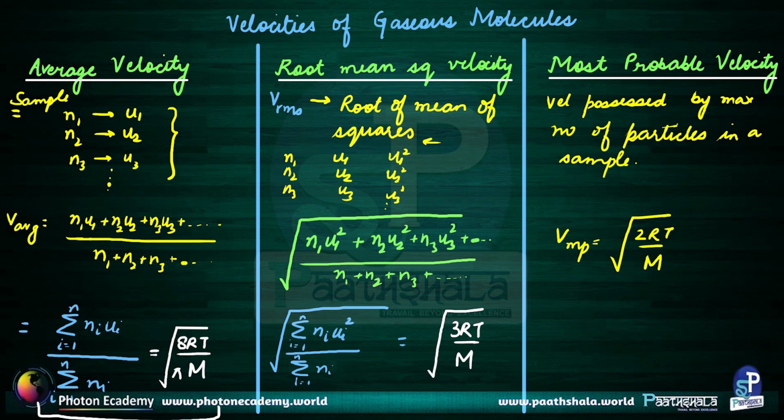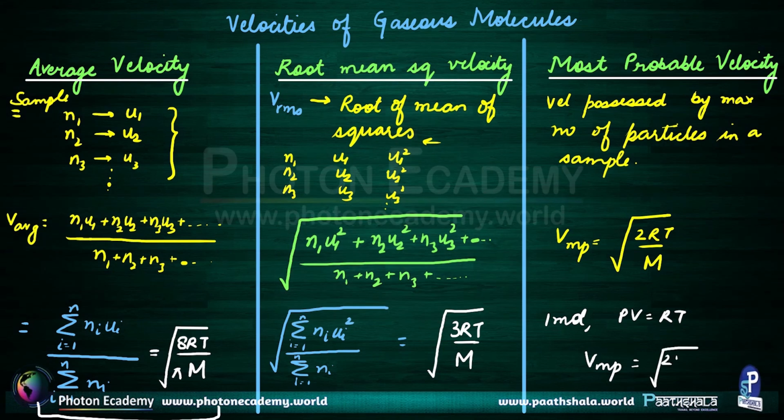And if we're talking about, say, 1 mole of a gas, we can say that PV is equal to RT, and therefore V most probable will be equal to root 2PV divided by capital M. And similarly for all of these, the root mean square can be written as root 3PV divided by M, and average velocity can be written as root 8PV divided by pi M.